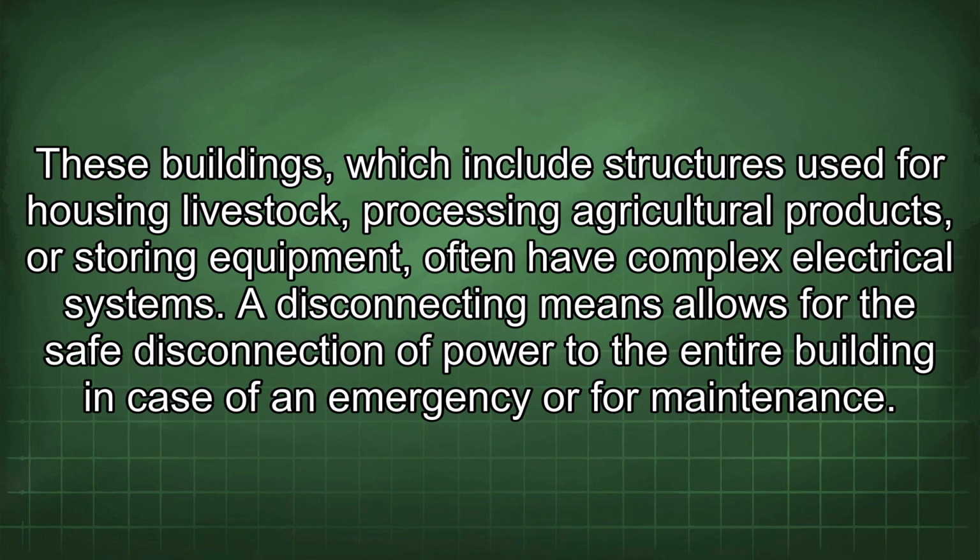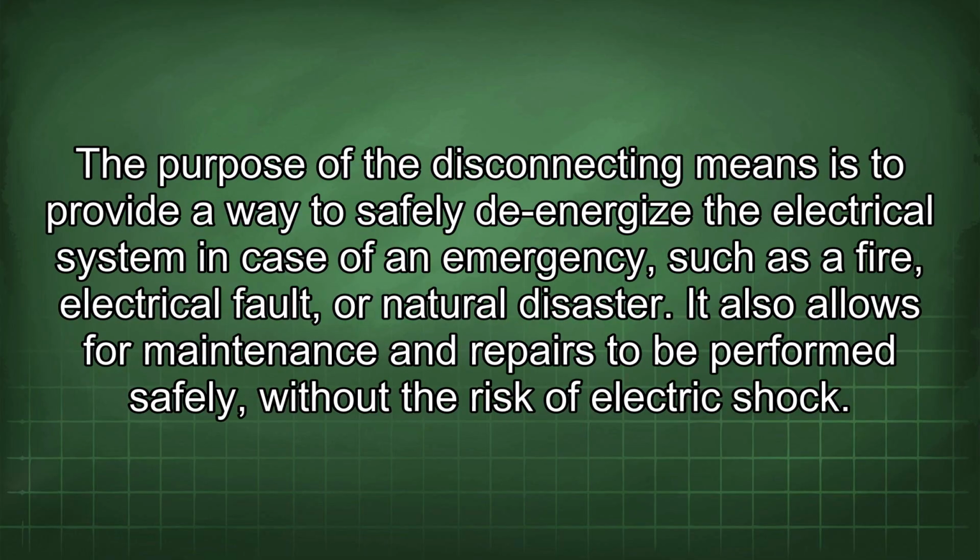These buildings, which include structures used for housing livestock, processing agricultural products, or storing equipment, often have complex electrical systems. A disconnecting means allows for the safe disconnection of power to the entire building in case of an emergency or for maintenance. The purpose of the disconnecting means is to provide a way to safely energize the electrical system in case of an emergency, such as a fire, electrical fault, or natural disaster.